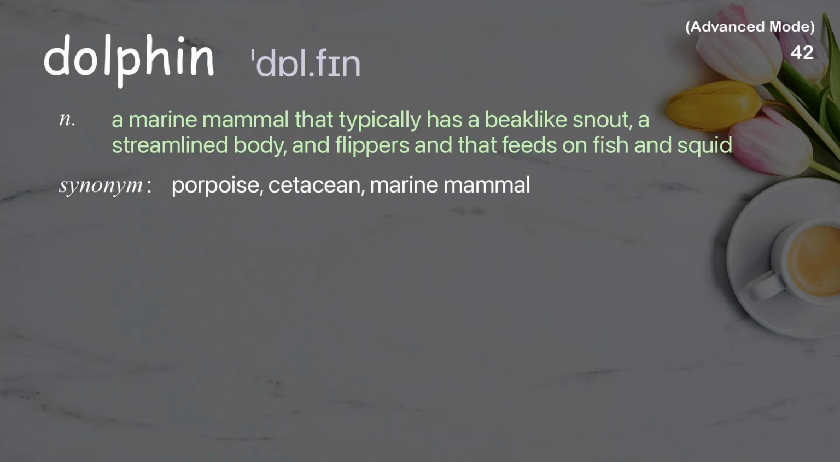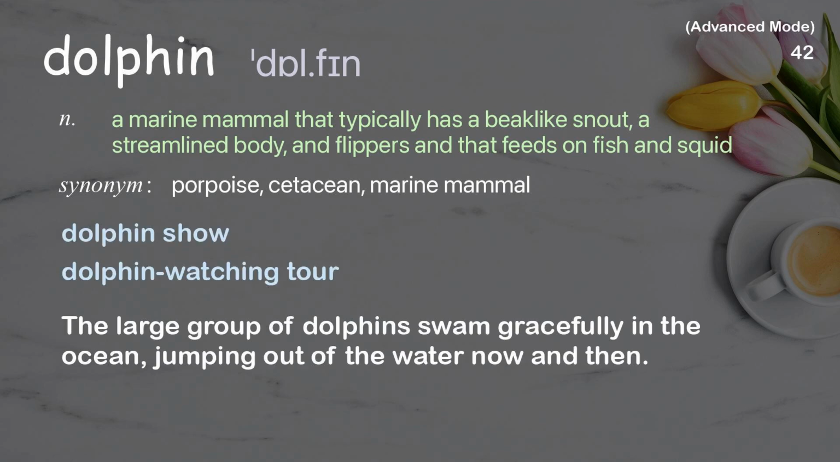Dolphin. A marine mammal that typically has a beak-like snout, a streamlined body, and flippers, and that feeds on fish and squid. Examples: dolphin show, dolphin watching tour. The large group of dolphins swam gracefully in the ocean, jumping out of the water now and then.